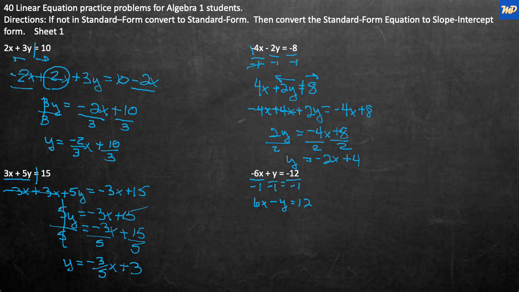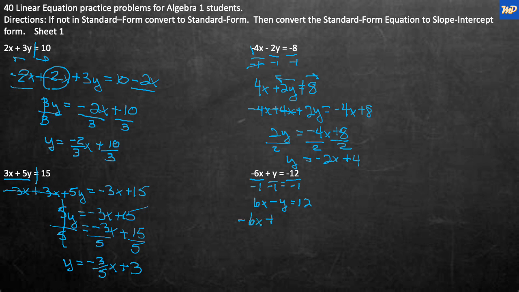Now, we have to move the 6x to the other side. How do we move it? You have to take the additive inverse. Negative 6 is the additive inverse of 6. You just change it from positive to negative. That's all you're really doing. We are doing all adding and subtracting here. So we're going to add a negative 6x.